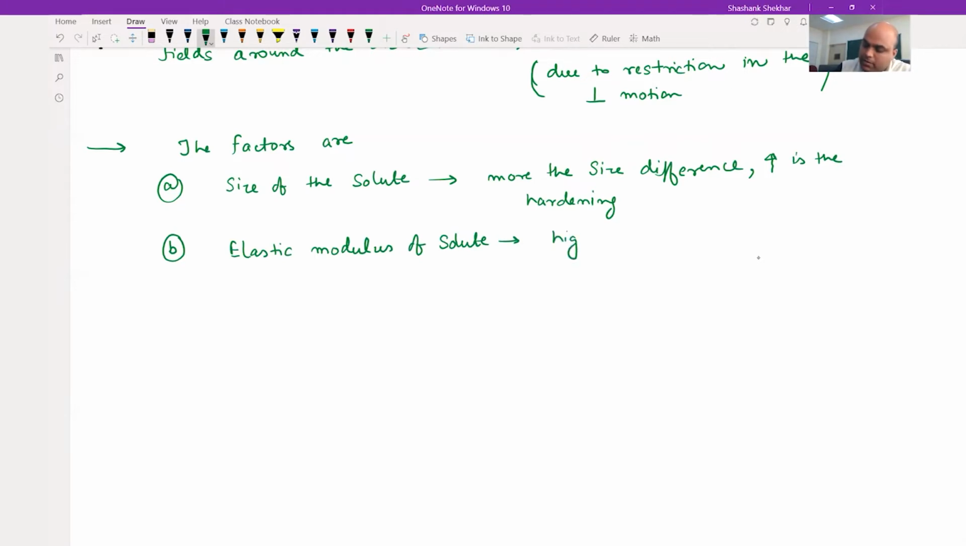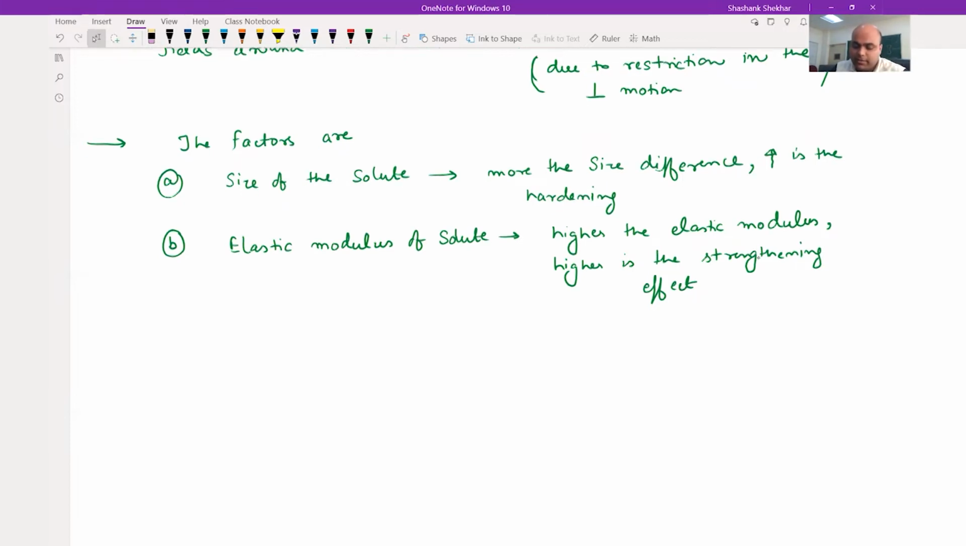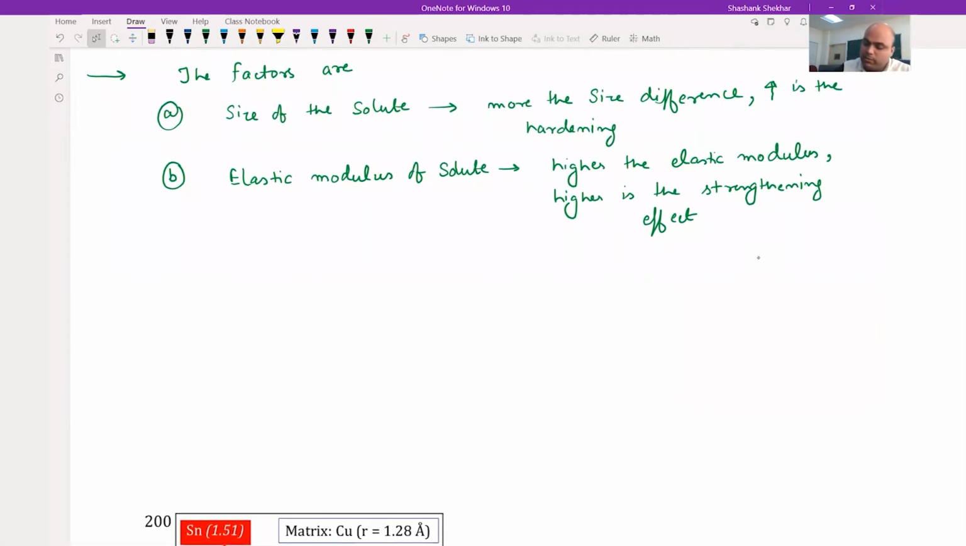So the higher the elastic modulus, the higher is the strengthening effect. These are the two factors. One is the size of the solute atom: the higher the size of the solute atoms as compared to the solvent atom, the more increment in the strength. And second is the elastic modulus. More the difference, more is the strength.